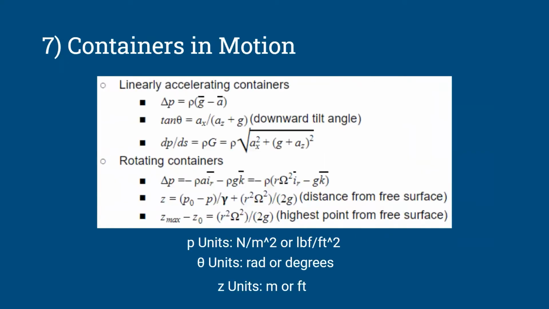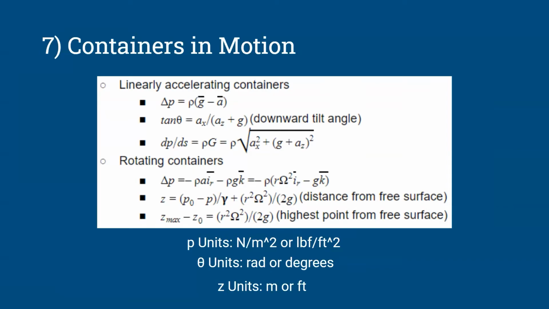For containers in motion, there are two types: linearly accelerating containers and rotating containers. For the change in pressure in linearly accelerating containers, it's the density times gravity minus acceleration. For the downward angle tilt, you would use tangent theta equals the acceleration in the x direction over the acceleration in the z direction plus gravity. A different way to find the change in pressure would be to use density times universal gravity, which is density times the square root of the acceleration in the x direction squared plus gravity plus the acceleration in the z direction, all of that squared.